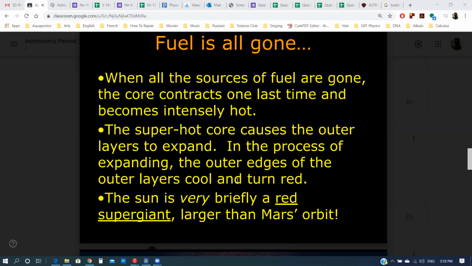So what we have here is that the outer layers do not have a lot of mass. Most of the mass is within the core. So the star will remain pretty much the same mass. Maybe we'll lose 10%.